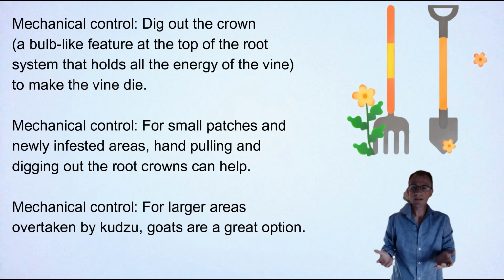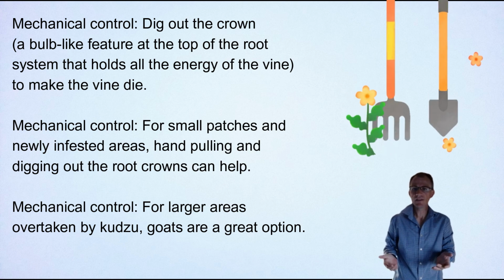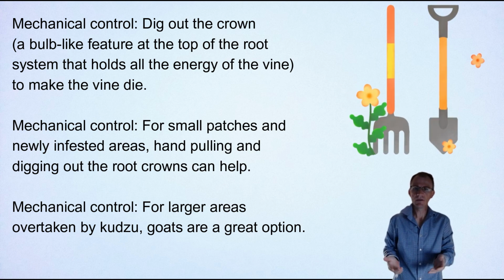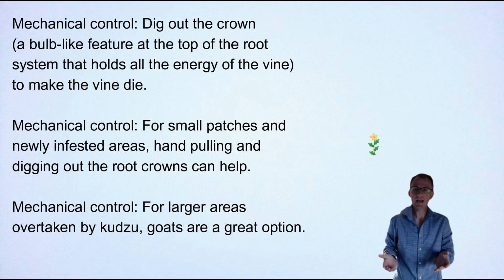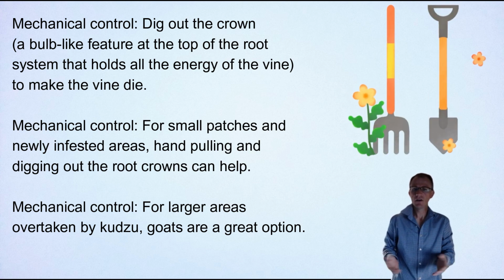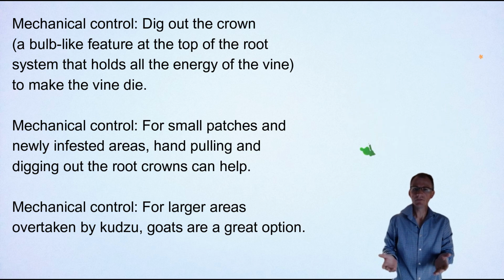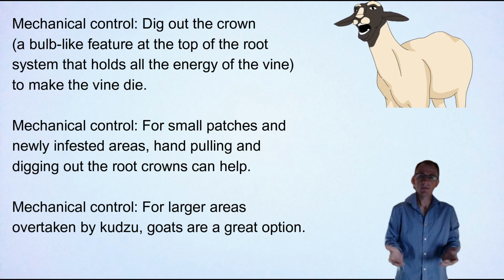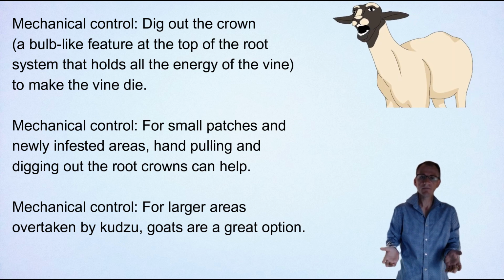When we look at mechanical control for kudzu, we dig out the crown, a bulb-like feature at the top of the root system that holds all the energy of the vine, to make the vine die. Also with mechanical control, for small patches in newly infested areas, hand pulling and digging out the root crowns can help. Lastly, when we're looking at mechanical control for larger areas overtaken by kudzu, goats are a great option.